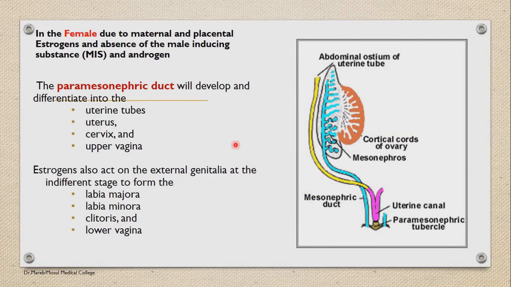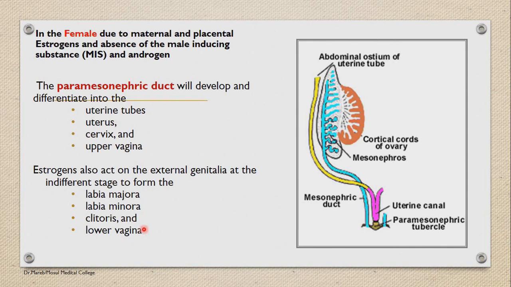While in the female, due to number one, the maternal and placental estrogen, and number two, the absence of the male-inducing substance and androgen, the paramesonephric duct will start to develop and differentiate into the uterine tube, uterus, cervix, and upper vagina. And estrogen, from maternal and placental sources, acts on the external genitalia at the indifferent stage, and it will form the labia majora, labia minora, clitoris, and lower vagina.